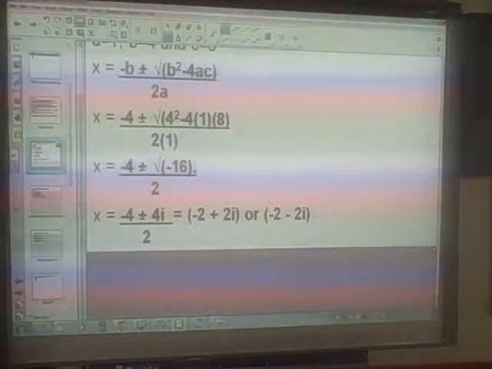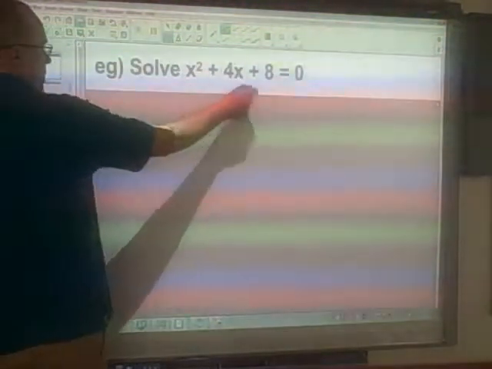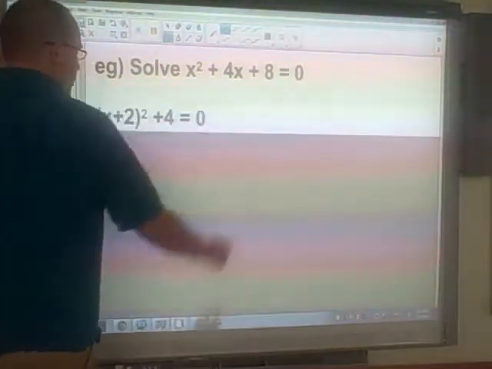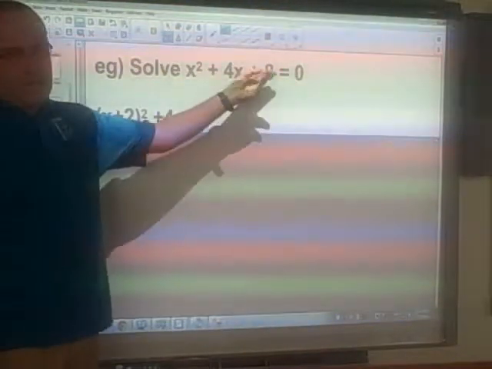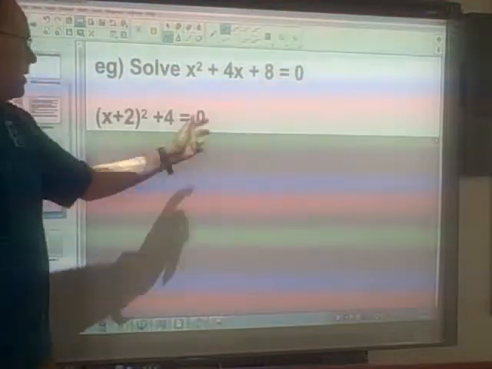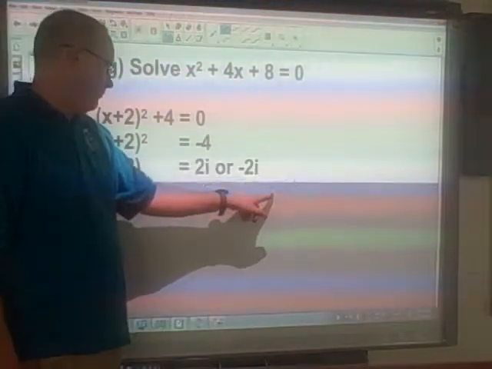Now we could also do that question by completing the square. So if we complete the square, we do half the coefficient of 4, which would give us 2. And then we say 2 squared is 4. We don't want 4 though, we want 8, so we also need to add on 4. And then we can start rearranging this. So bring the 4 across, square root of both sides.